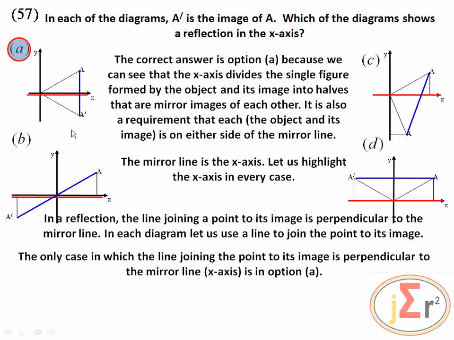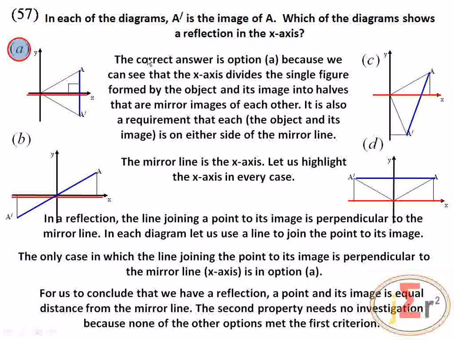Notice that only in the first case, that is option A, the line joining a point to its image is perpendicular to the mirror line. This one is not perpendicular to the mirror line. This one is actually parallel to the mirror line. This one is not perpendicular to the mirror line either. Only in the first case is the line joining a point to its image perpendicular to the mirror line.